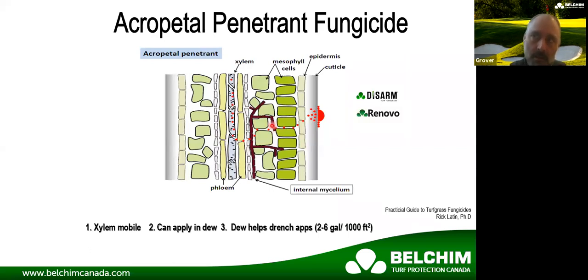These acropetal fungicides can enter the plant at three different areas: the leaf, the crown, or you can use these types of fungicides as a soil drench. Examples of an acropetal would be Disarm or Renovo. I have notes down here. These acropetal fungicides are sometimes referred to as xylem mobile, because they make their way up through the xylem. A lot of research has been done, definitely no on dollar spot.